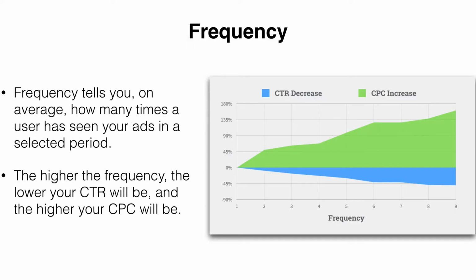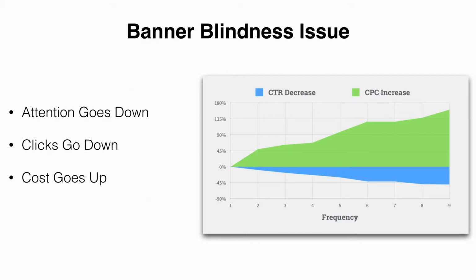So frequency tells you on average how many times a user has seen your ads in a specific period. The higher the frequency, the lower what's called your click-through rate will be. That's the percentage of times somebody will click on your ad. And the lower your click-through rate is, the higher you're gonna pay per click, right? The more it's going to cost. So simply, the easy way to put it is your attention goes down on your ads, your clicks go down, right? And your cost goes up.